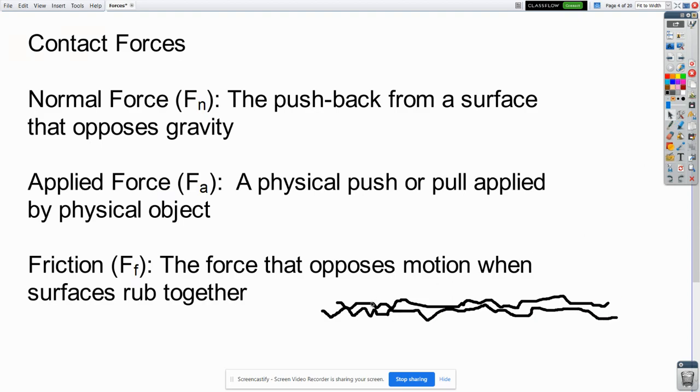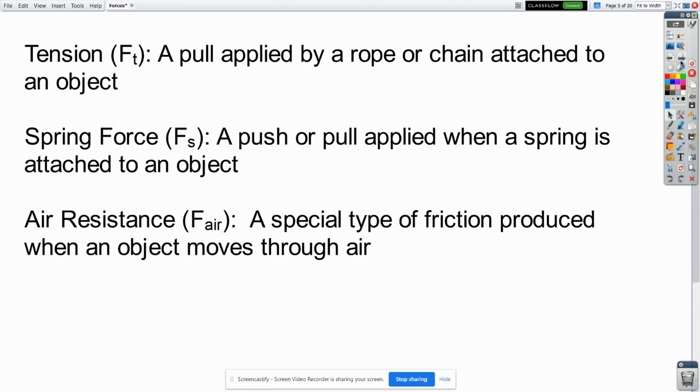So if I try to move this object to the left, the little valley in the top object would get caught by the peak in the bottom object. And it's that getting stuck, those peaks and valleys getting stuck in one another, that produces friction. Again, it's a force that opposes motion when surfaces rub together. Opposes means in opposite direction.